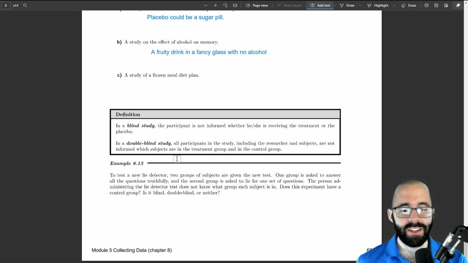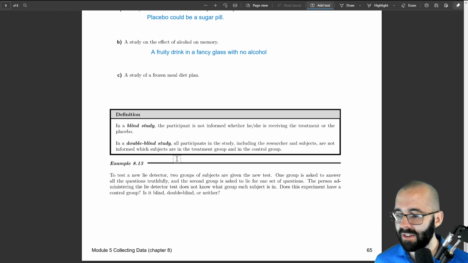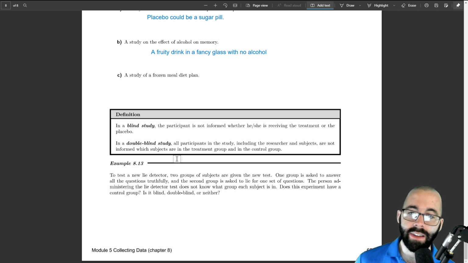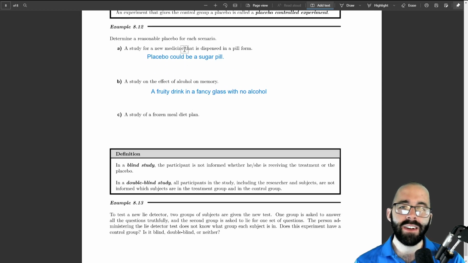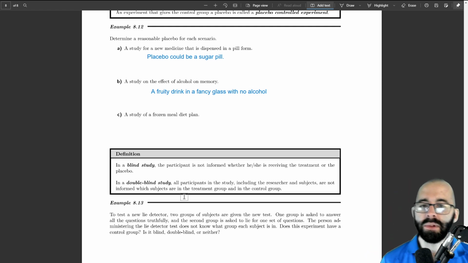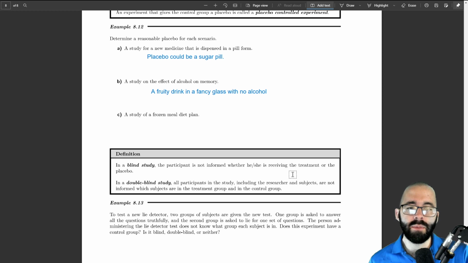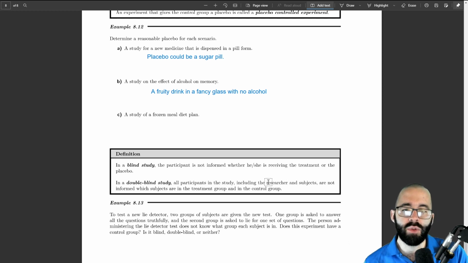All right. Anyway, last thing we want to talk about is blind and double blind, which are great for getting rid of prejudices and bias from knowing things. So in a blind study, the participant is not informed whether he or she is receiving the treatment or the placebo. So it's a blind study if you don't know whether you're getting the alcohol or not the alcohol, right? You don't know whether you're getting the diet pill or the sugar pill. That would be a blind study. There's also something called double blind, where even the researchers are not informed which subjects are in the treatment group and which are in the control group.